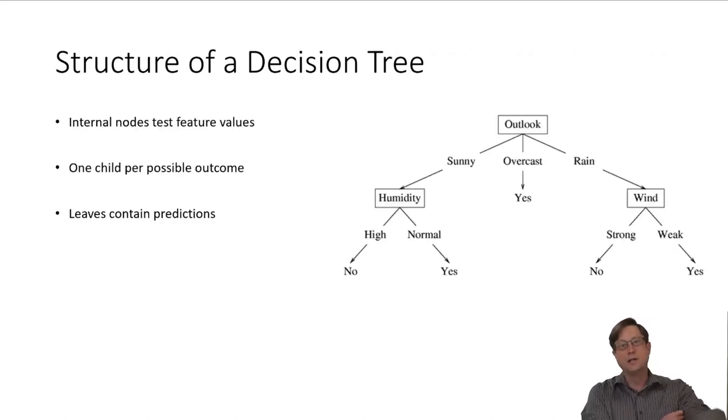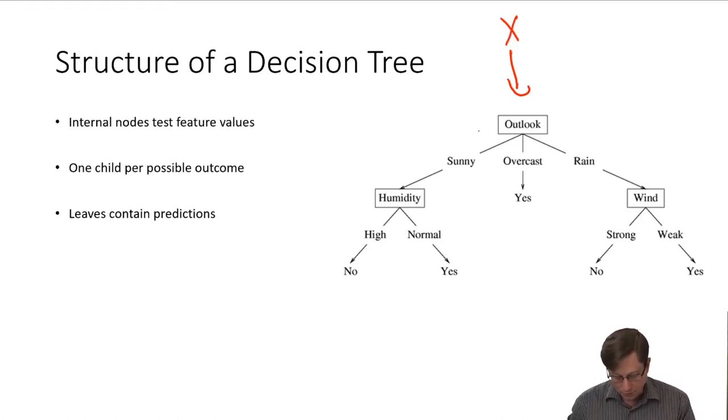Structure of a decision tree. Here's an example. With a decision tree, you interpret it as, in order to classify a new sample, you essentially drop the sample in at the top of the tree. And then the internal nodes of the tree contain tests on the features of that sample. So in this particular case, it's about, should we play Frisbee?